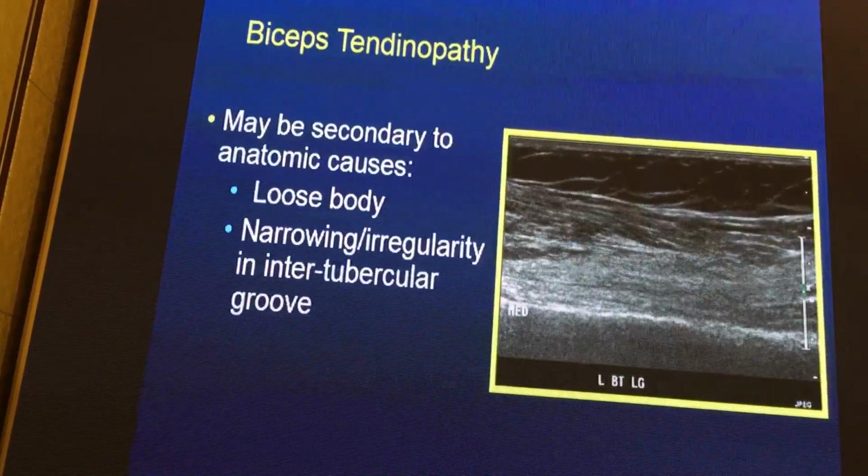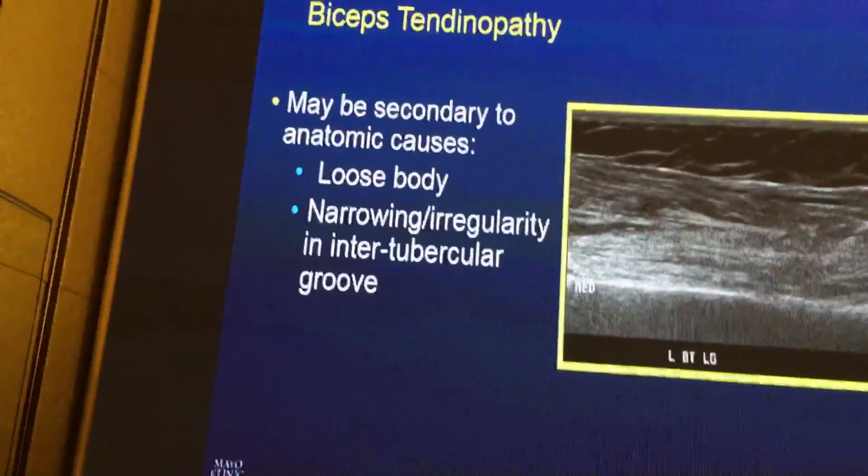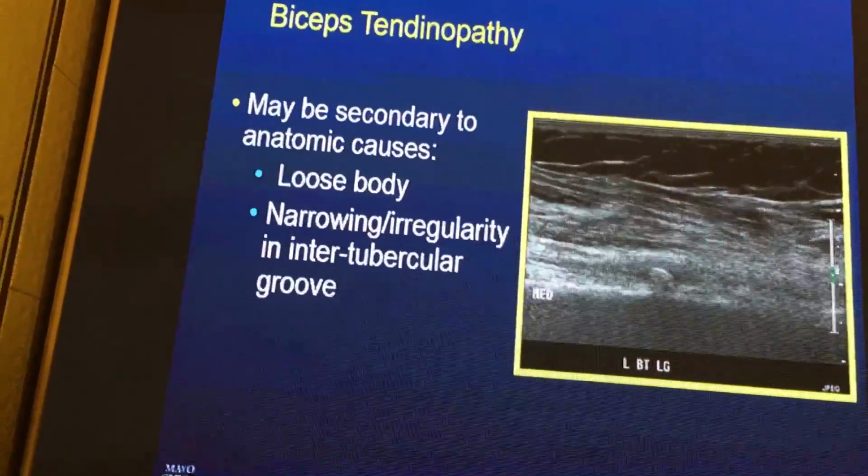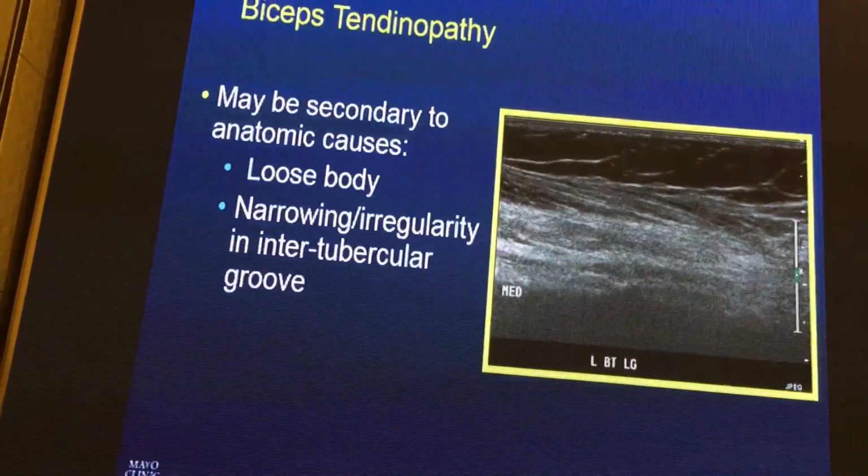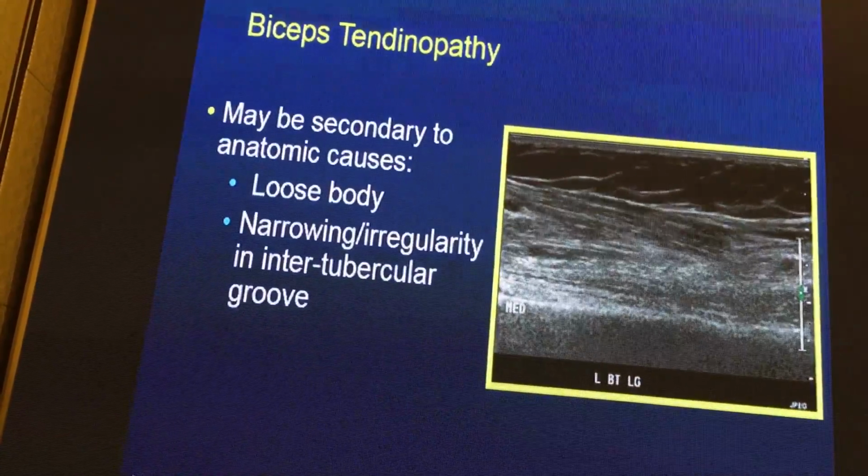The other thing is that people will often get hypertrophy and thickening of the cortex and irregularities in the cortex of the intertubercular groove. So it's almost like a saw. And again, every time you move your arm, that biceps tendon is running across those sharp edges, and that can predispose to tendinopathy, tears, and pain.